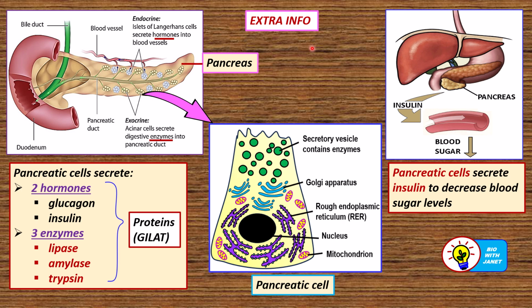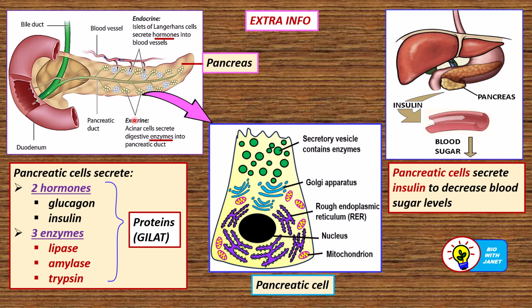Next here, there's some extra info which you can try to understand, right? Some of these will be studied later on in the other topics. Now, this picture shows you a pancreas that's enlarged, a cross section through the pancreas. You can see two types of cells, the blue cells and the yellow cells. The blue cells here are the islets of Langerhans that secrete hormones into the blood vessels here, right? So the hormones are produced by the islets of Langerhans cells in the pancreas.